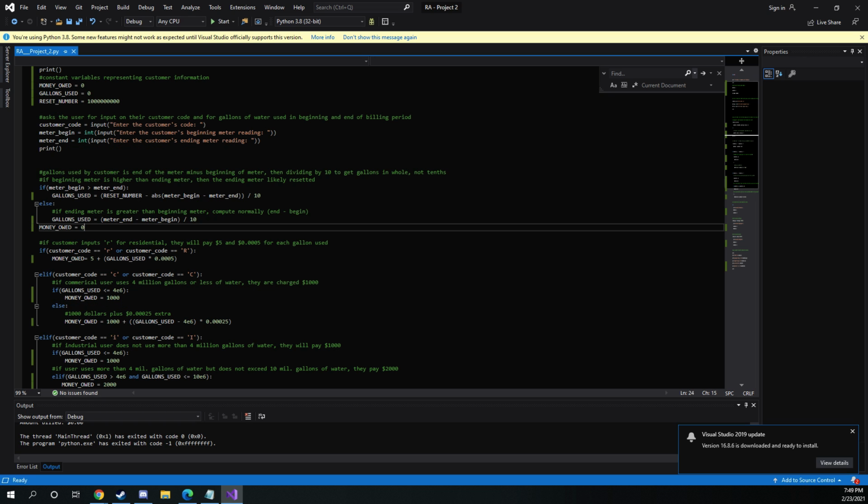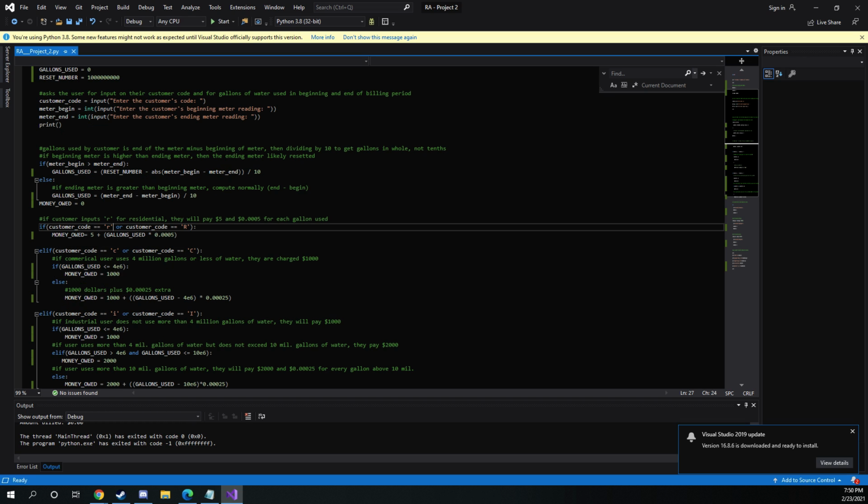So the first check we have for the customer code is checking if the user inputted R for residential, and it also checks if they inputted capital R. So both would give you the same output. If they did put in capital R or R, then the amount of money they owe is going to be a standing fee of $5 plus $0.0005 per gallon that they used. So that is just one option for residential customers.